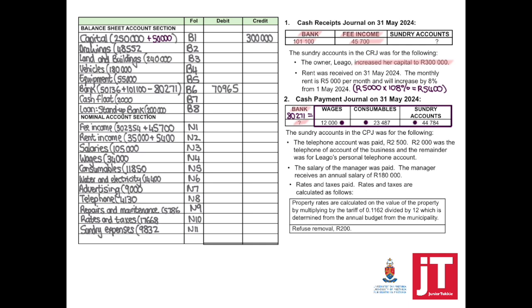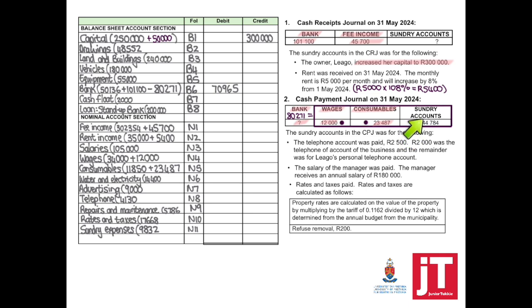Next, we've got wages. So if I look at wages, the total wages for this month was 12,000. That is an expense to the business which should be added to the 34,000, 12,000. Then we've got consumables. It's an expense to the business. Again, we should add it. Bank would have been credited. My expense account is going to be debited, which means my expenses will increase with 23,487.